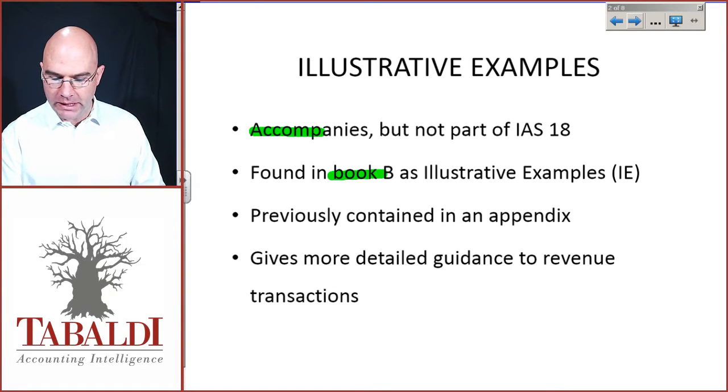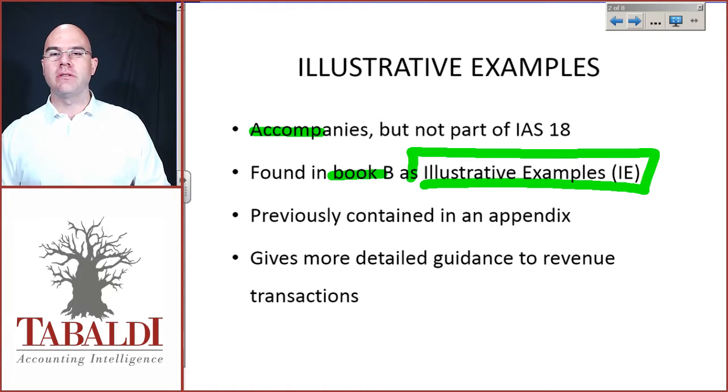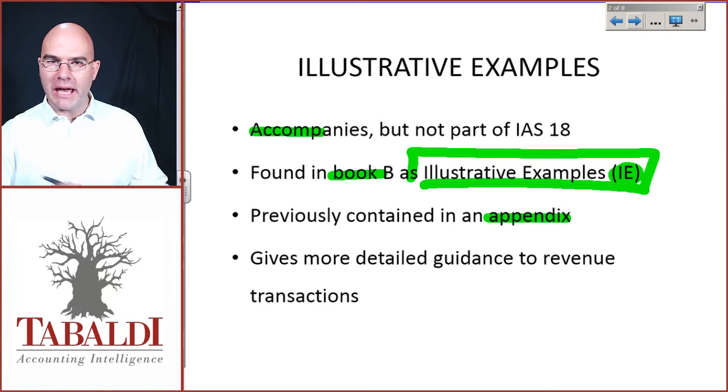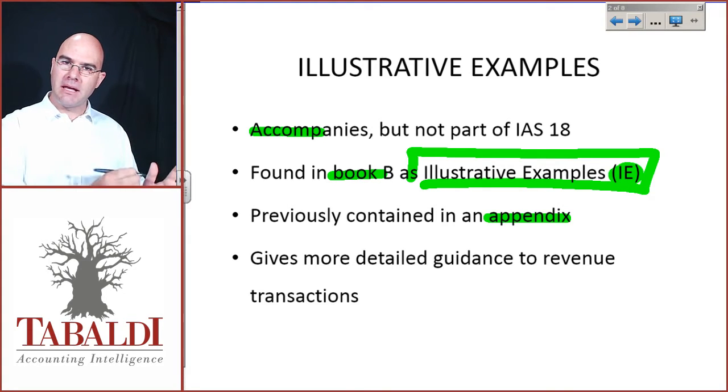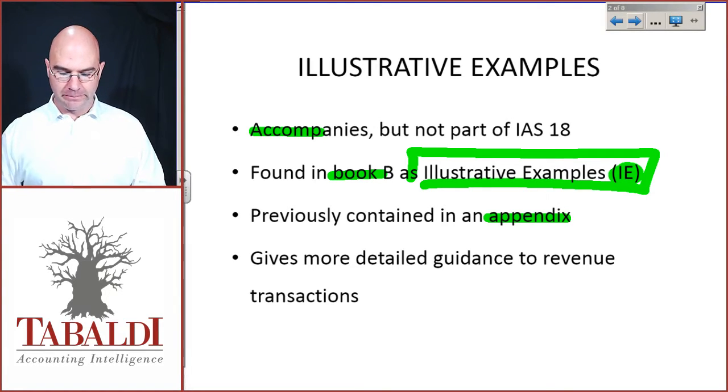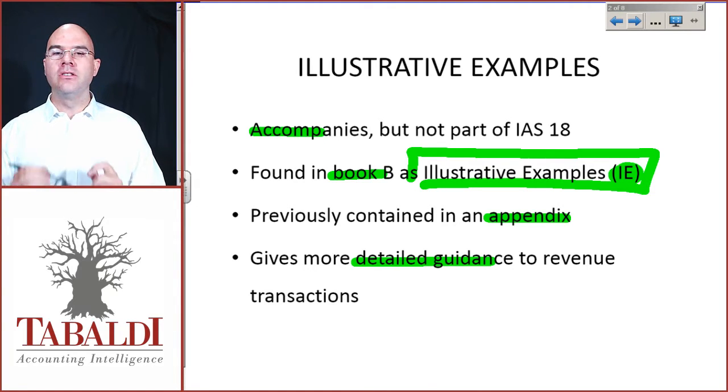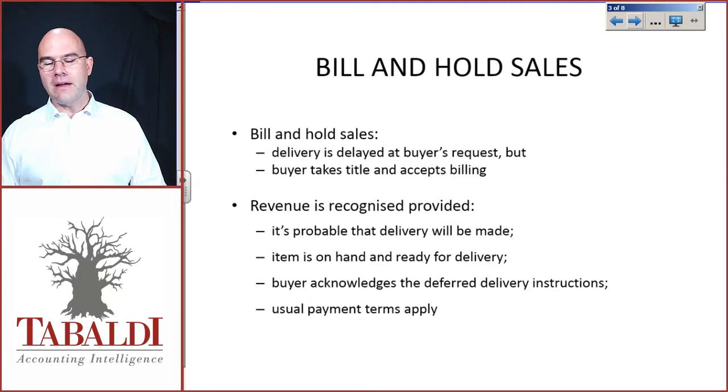They are found in Book B and are actually marked out as illustrative examples, and you'll see IE next to each paragraph number. Remember that if you're looking at this from a few years ago, we never had Book A and Book B. Previously, we would have an appendix attached to IAS 18. All of those items from the appendix have just been transferred into the illustrative examples. These illustrative examples are just a standard set of giving us some more detailed guidance on how to apply the revenue recognition principles to specific types of transactions. I'm covering a few of them here, the ones that I feel are the most common. This does not in any means cover every single type of revenue transaction contained in those illustrative examples.